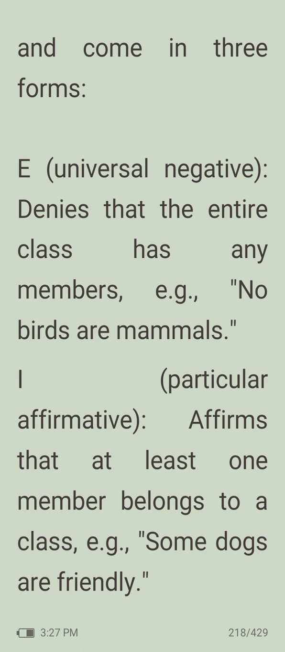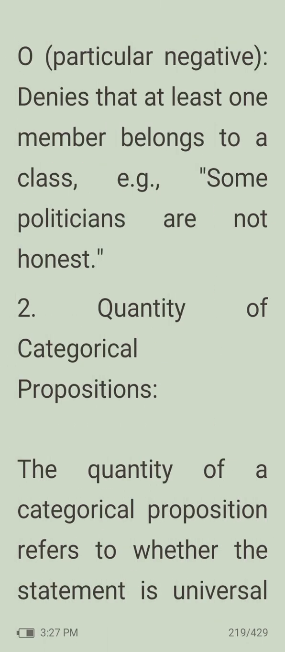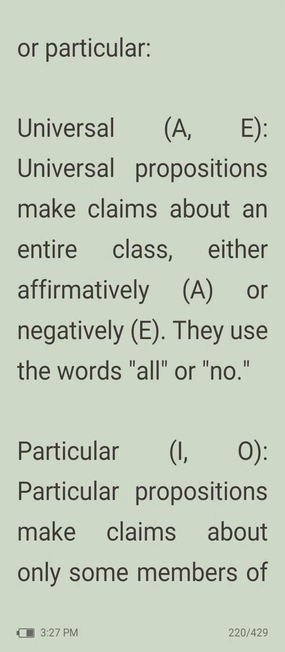Particular affirmative affirms that at least one member belongs to a class. Some dogs are friendly. Then particular negative denies that at least one member belongs to a class. Some politicians are not honest. Then quantity of categorical propositions. The quantity of a categorical proposition refers to whether the statement is universal or particular.